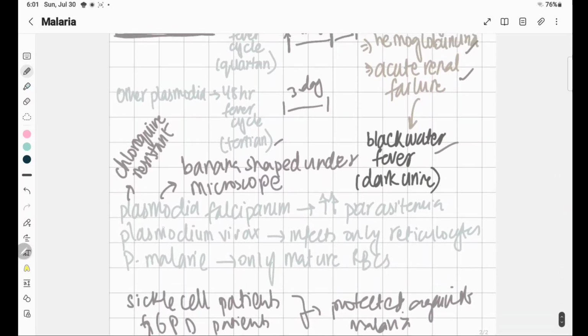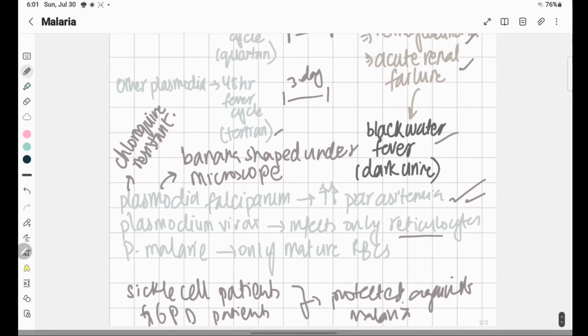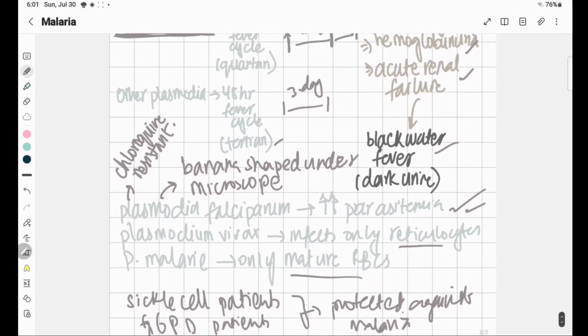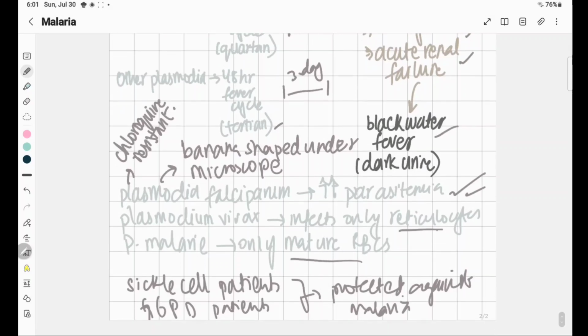Now, other points are Plasmodium falciparum has the most increased parasitemia. This is going to be very much infective, the most infective of all, and it is also chloroquine resistant, which chloroquine is a drug that is used to treat malaria. Plasmodium vivax is only going to infect reticulocytes. Plasmodium malariae only affects mature RBCs. Reticulocytes are immature RBCs, and mature RBCs are infected by malariae.